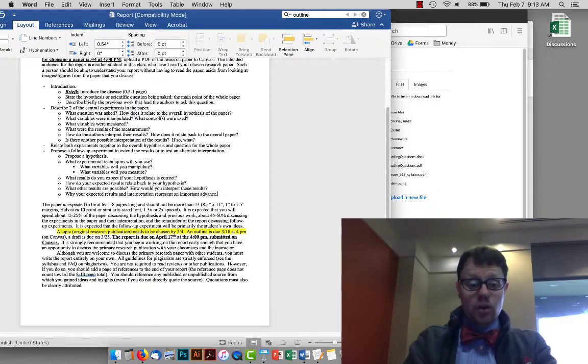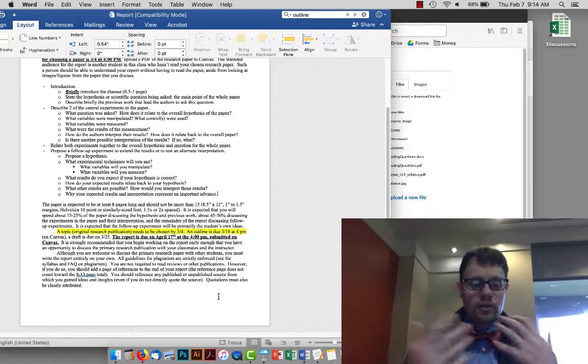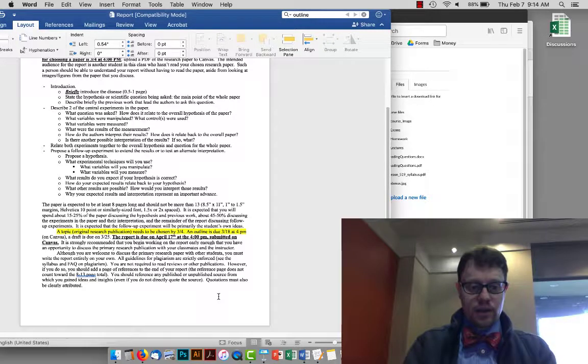The length requirements for this are that it should be not more than 13 pages, typically about 8 to 13 pages long. Normal size fonts, one and a half space, double spaced is fine. There are breakdowns for the different parts of the paper listed in the assignment.